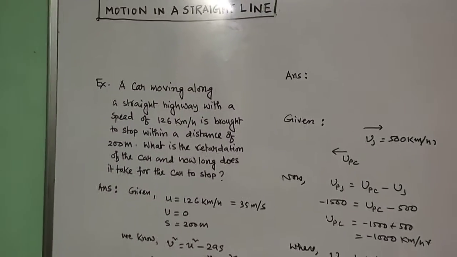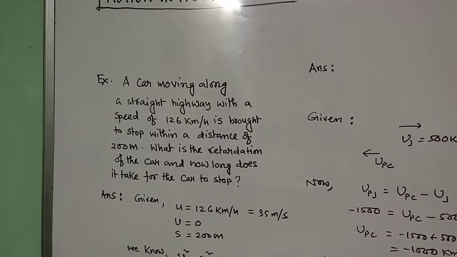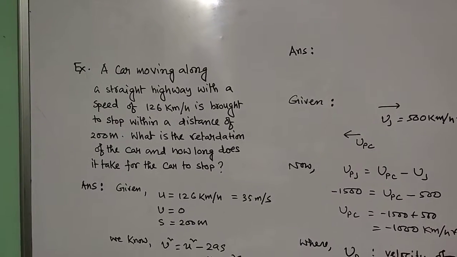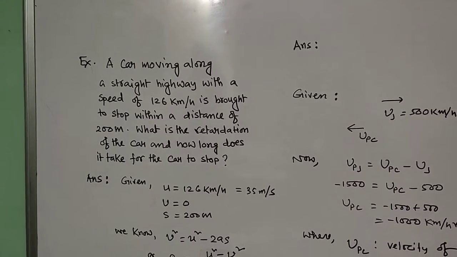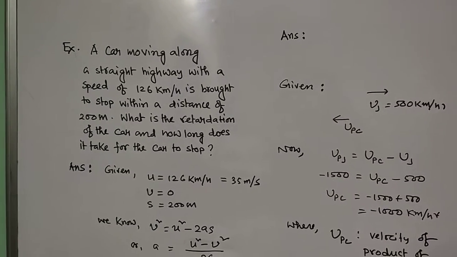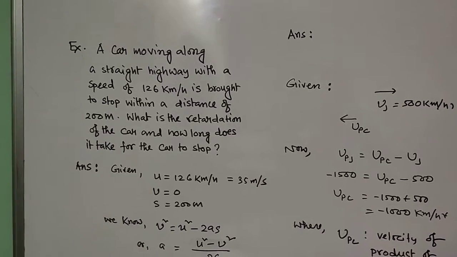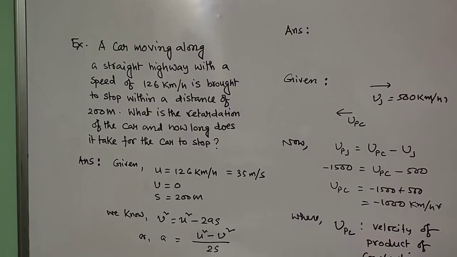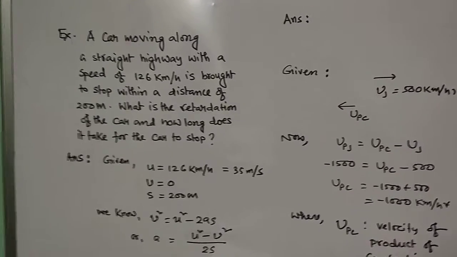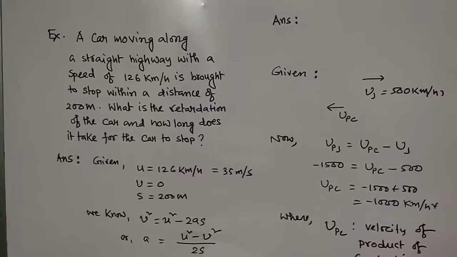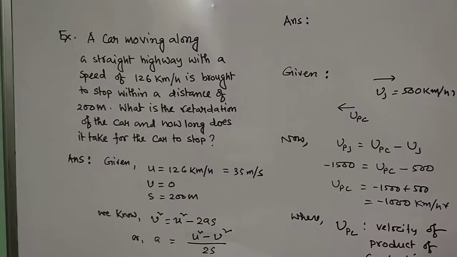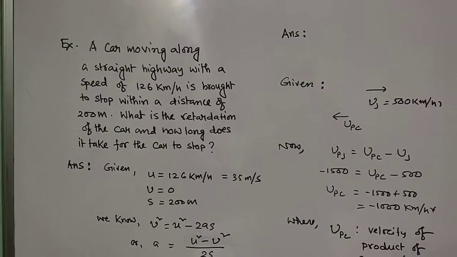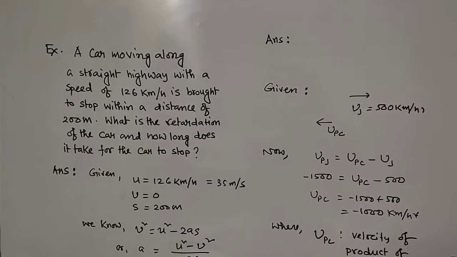Now the next sum, this is again an unsolved sum. A car moving along a straight highway with a speed of 126 km per hour is brought to stop within a distance of 200 meters. What is the retardation of the car, and how long does it take for the car to stop? So a car is moving, so initially it is U, 126 km per hour. You try to convert it into meter per second, and in the book itself it is given 35 meter per second. Check it out. And it stops, that is why V equal to 0, and the distance is your 200 meter.